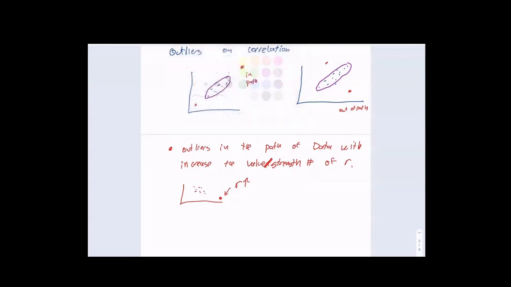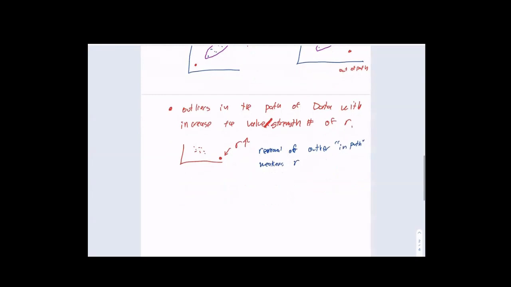However, removal of an outlier in path weakens R. Once again, R is only an accurate measure of strength if the relationship is linear and there are no outliers. So if there is an outlier, we have to pay attention to that and say, here's the value of R, however, it's probably a little bit higher than it really is because this outlier is making the value look bigger.